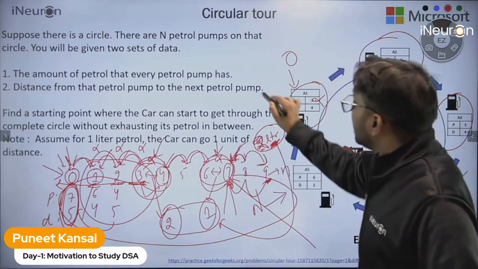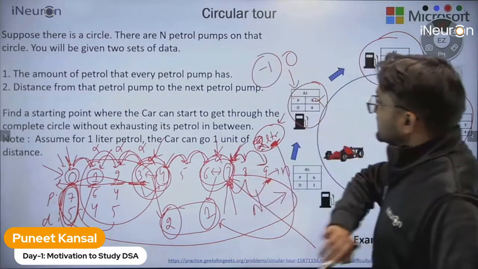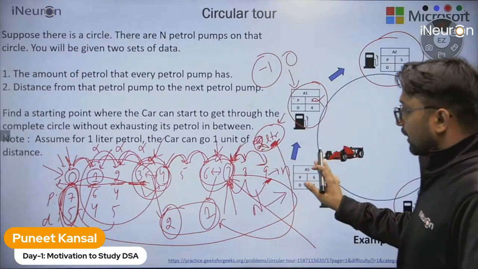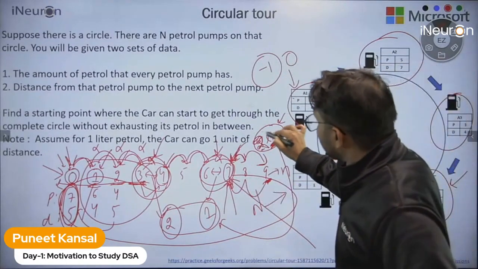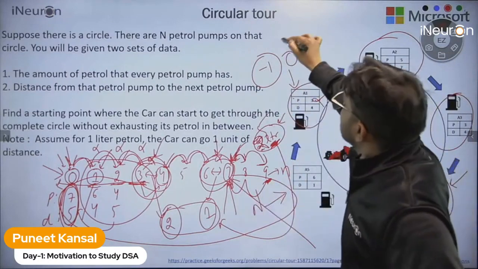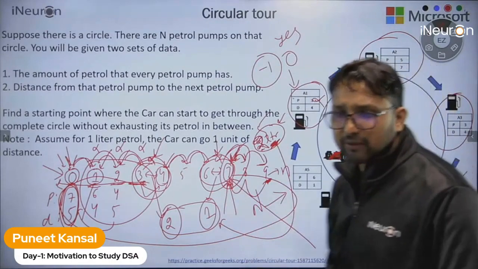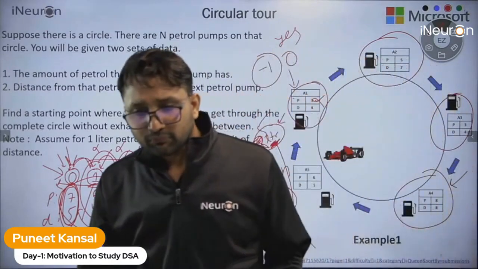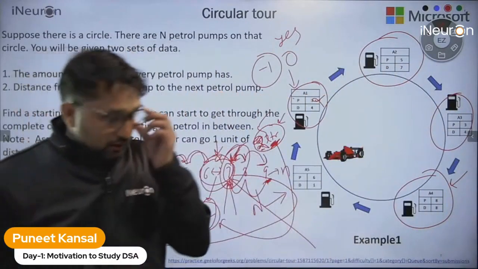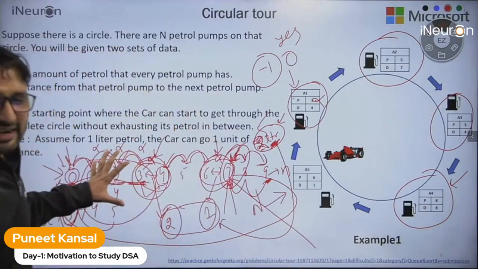Then you will reply -1. You will say answer is not available. And if this is, let's suppose, 5 here, then you will say yes, 7 is my starting point. So can you people tell me, do you understand what I'm trying to say?